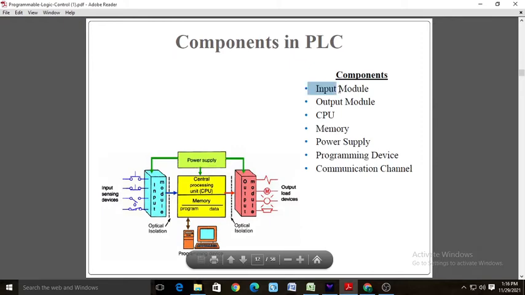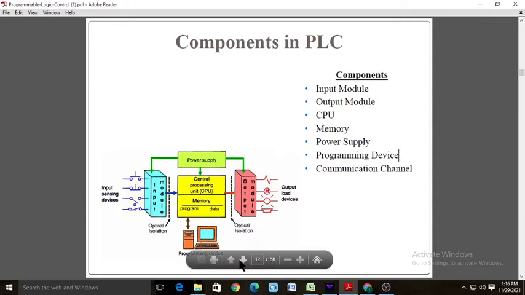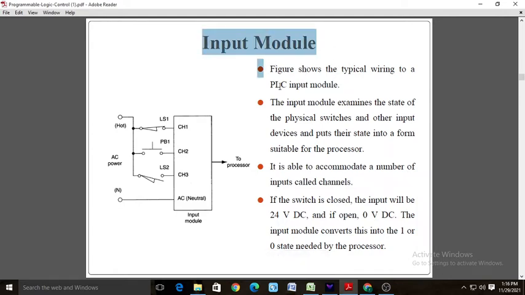So here we already see the input module, output module, CPU, memory, power supply, programming device and communicating channels. So what is this input module? Here the figure shows the input module with limit switches. The input module examines the state of the physical switches and other input devices and puts their state into a form suitable for the processor.